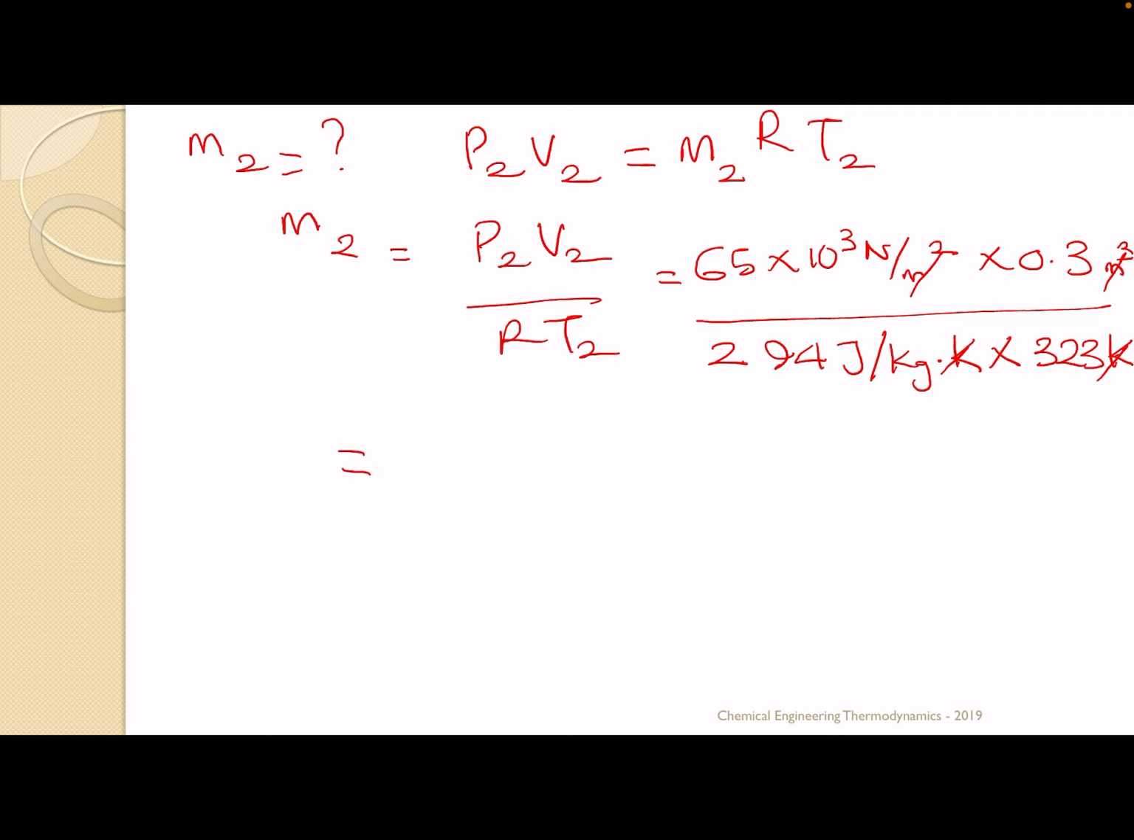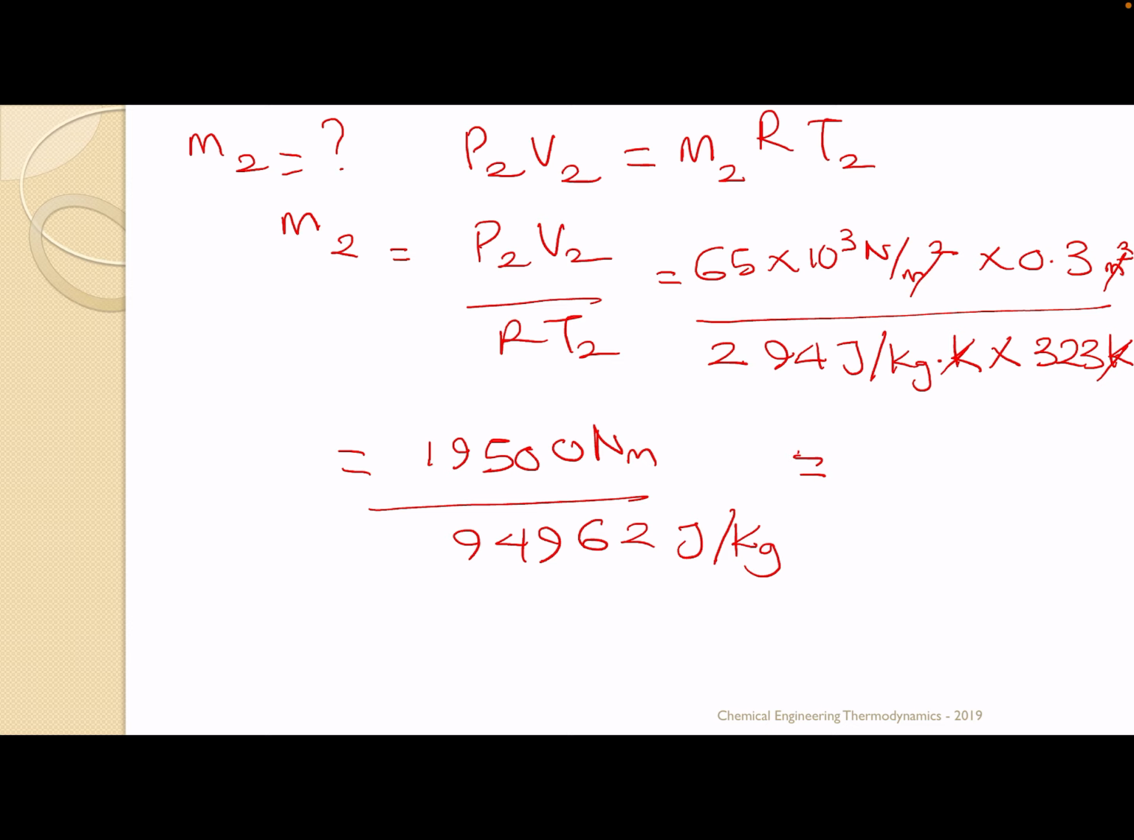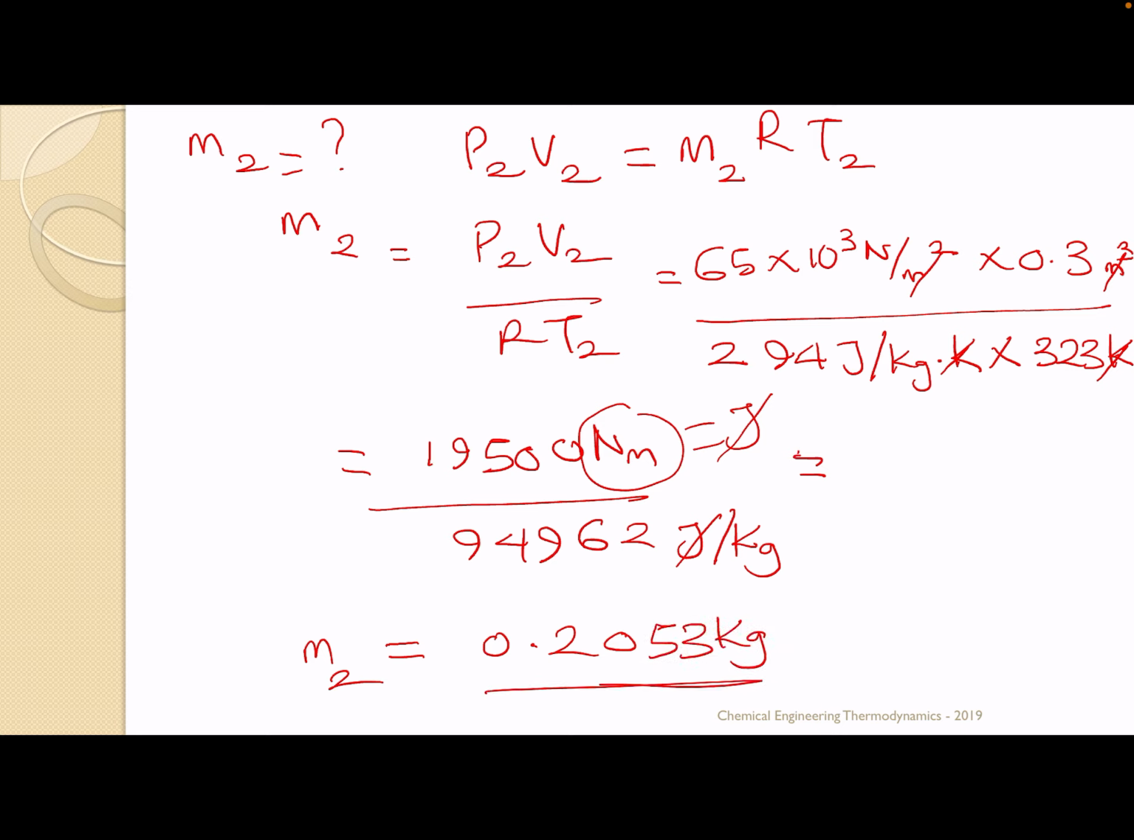So that gives us 19500 Newton meter divided by 94962 joules per kg. Remember, we've said this is joules. So joules will cancel out that. And then we should be left with M2 equals 0.2053 kilogram. So that is our M2.